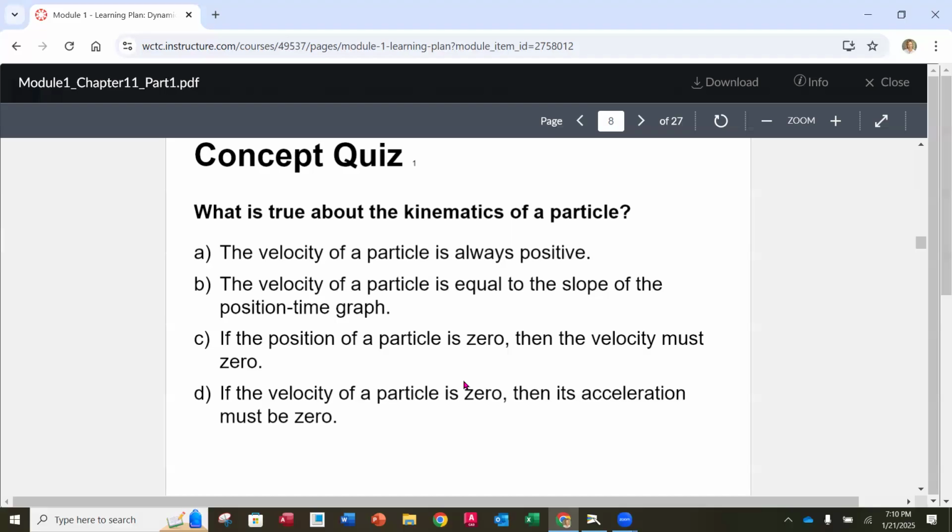I'm seeing thumbs down for this one. No, we could actually be crossing over the origin, right? And we could still be moving. So that one's definitely false. And then the last one here: if the velocity of a particle is 0, then its acceleration must be 0.